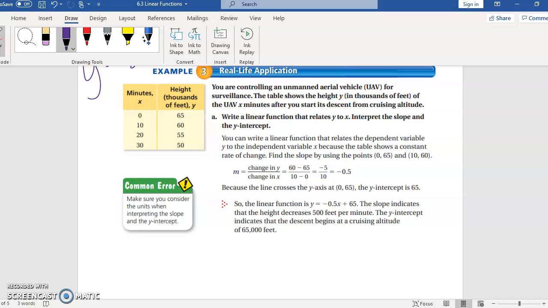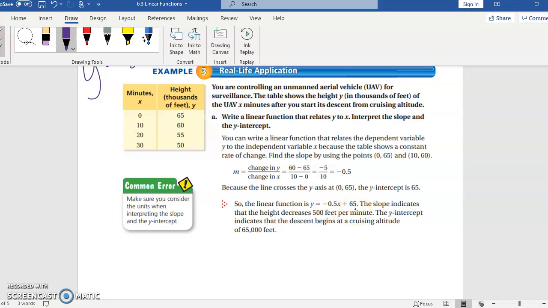So again, same thing. You're going to take 2 points, subtract your y's, and subtract your x's. They chose (0, 65) and (10, 60). When they find their slope, they get -0.5. Then y-intercept, if you look over at your x's, 0, your y is 65, so your y-intercept is 65. So your function is y = -0.5x + 65.